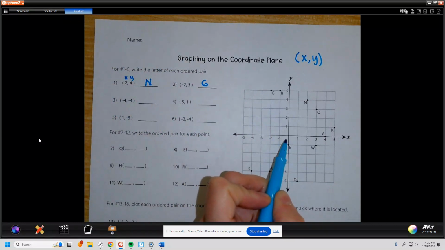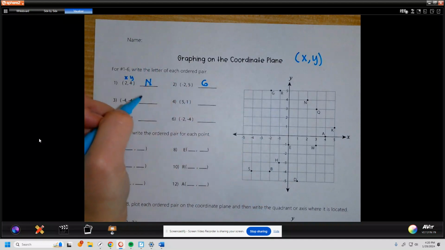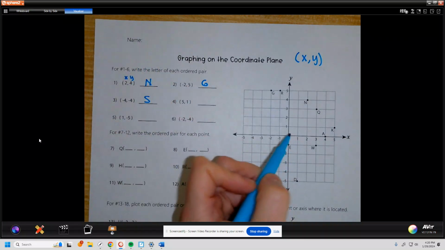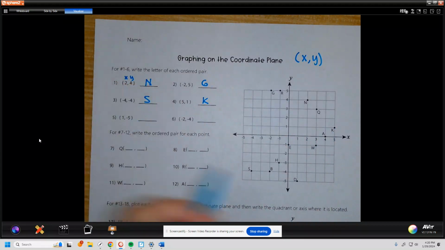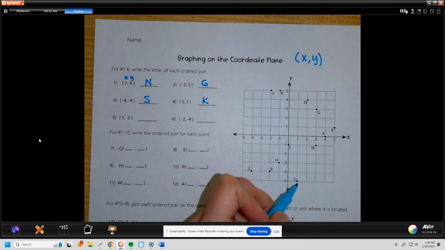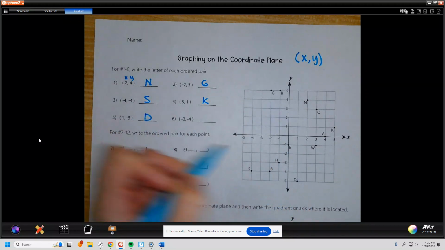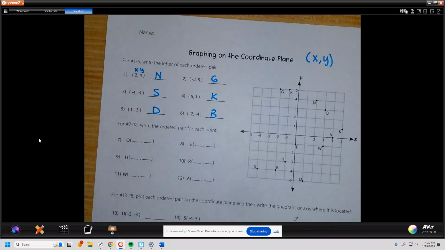-4, -4. That means I go over to the left to -4, down to -4. That's S. Then we got 5, 1, over 5, up 1, K. +1 and -5. That's D. -2 and -4. That is B.